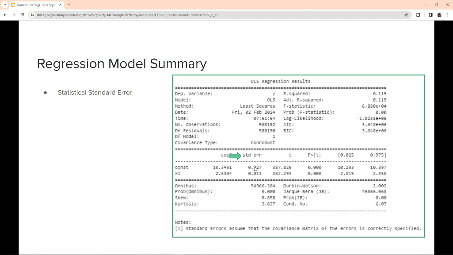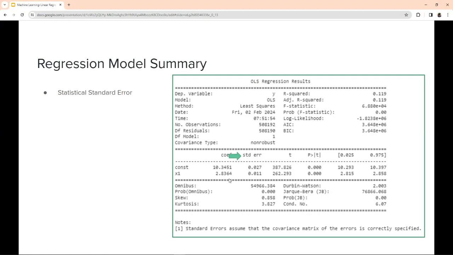And what happens is that if you have a good regression model, the standard error should be at least 5 to 10 times smaller than the corresponding coefficient, right? So a large ratio indicates that there is no significant variability in the slope estimate, right, which is B1, X1 here.